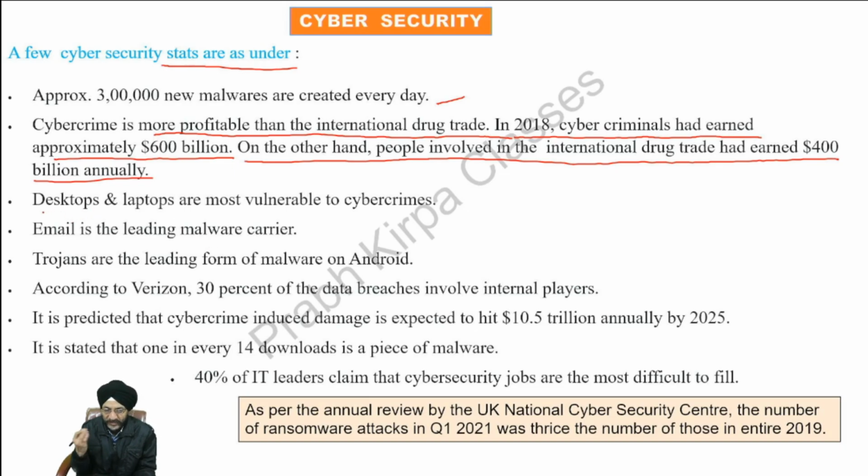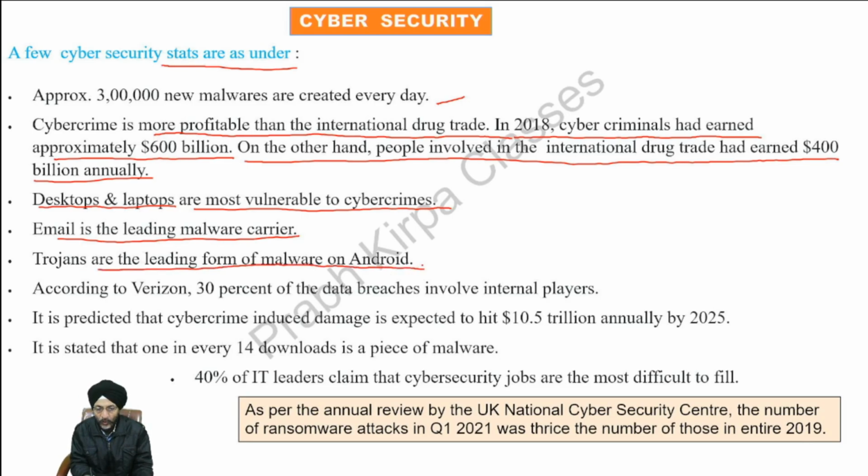All of us use desktops, laptops, mobile phones, or other devices. But desktops and laptops are most vulnerable to cyber crimes. Email is the leading malware carrier. Trojans are the leading form of malware on Android. According to Verizon, 30% of data breaches involve internal players, which is against our normal thinking that data breaches are caused only by outside players.